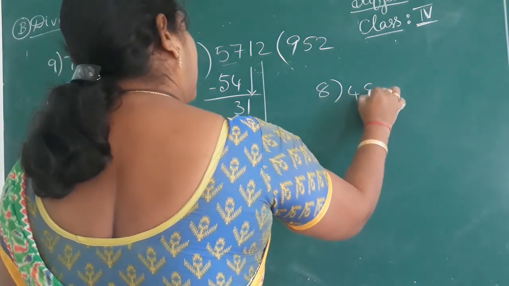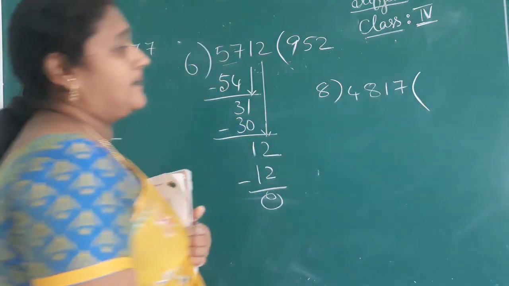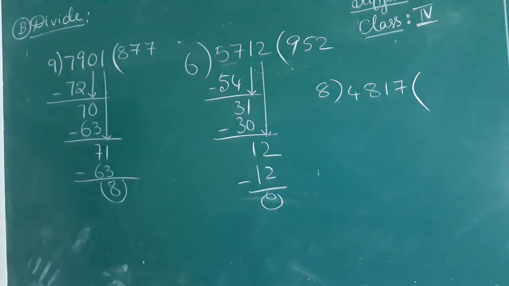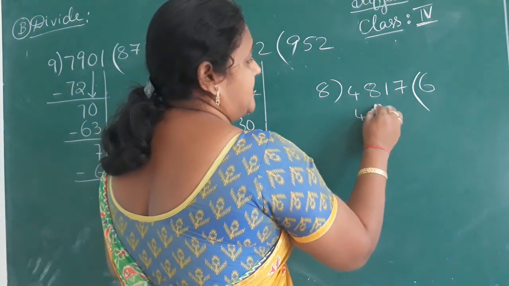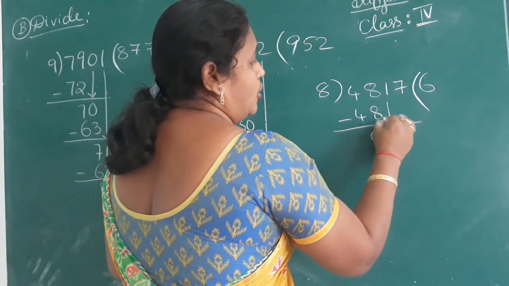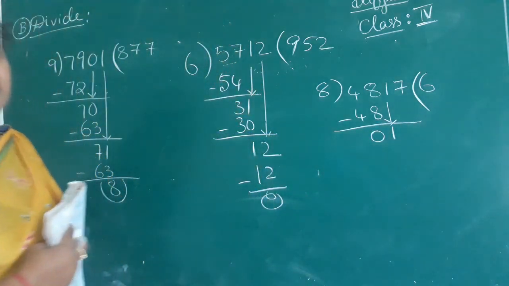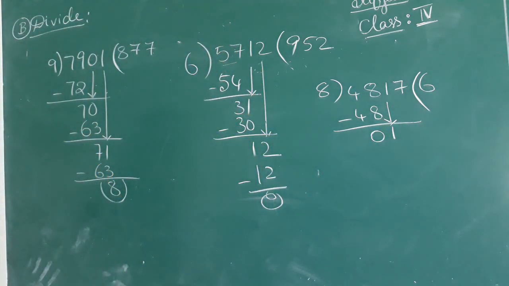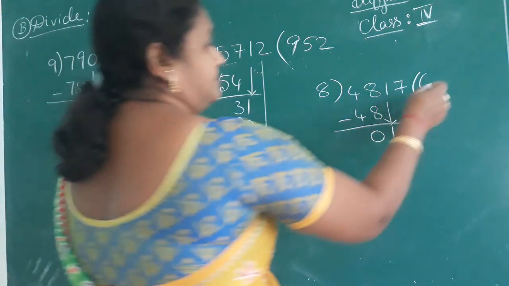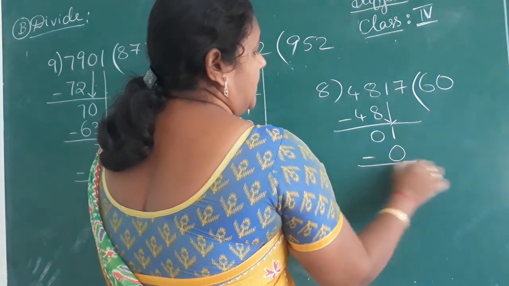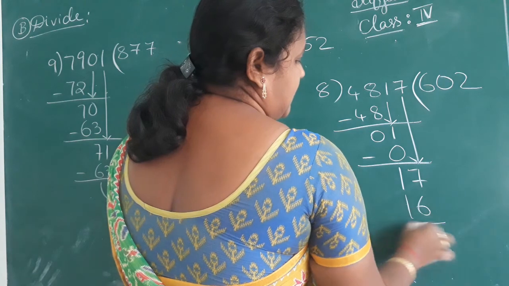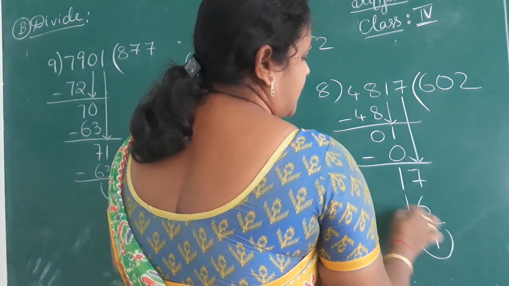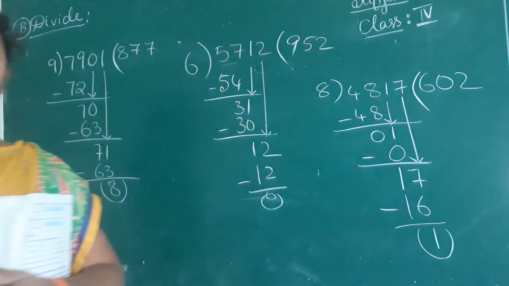8 divides 4817. 8 table which comes nearer to 48? 8 6s are 48. Remainder 0. Now drop down 1. 1 is smaller than 8. So 8 zeros 0. Now remainder 1, drop down 7, 17, 8 2s 16. Remainder 17 minus 16, 1. Like that you have to do.